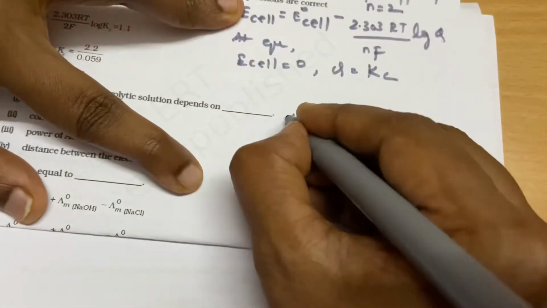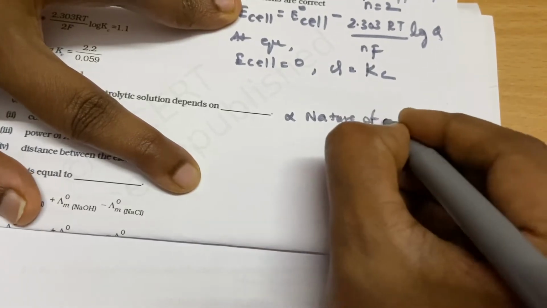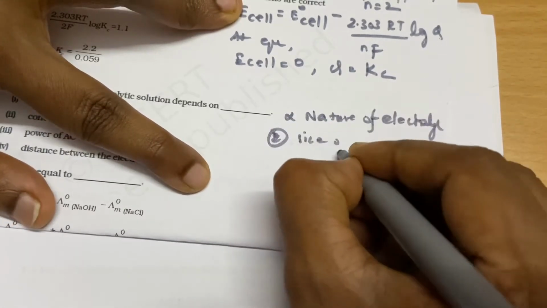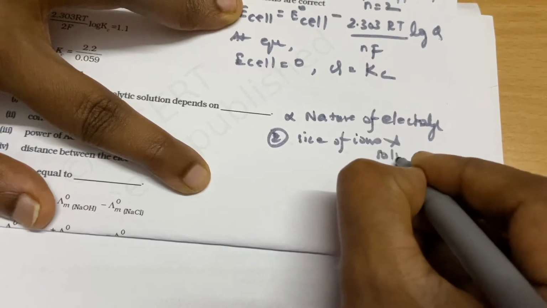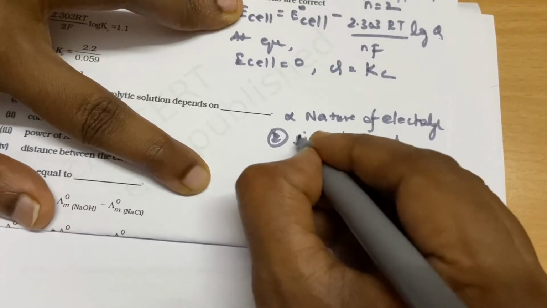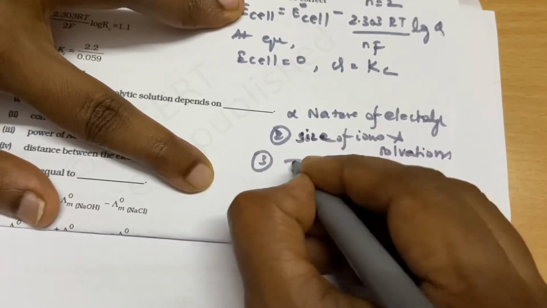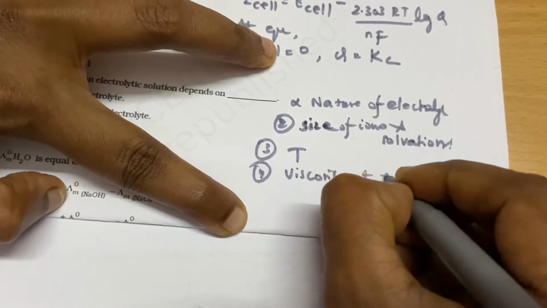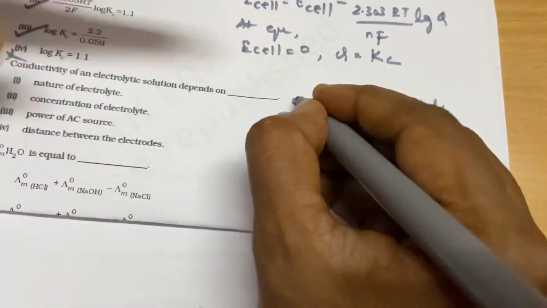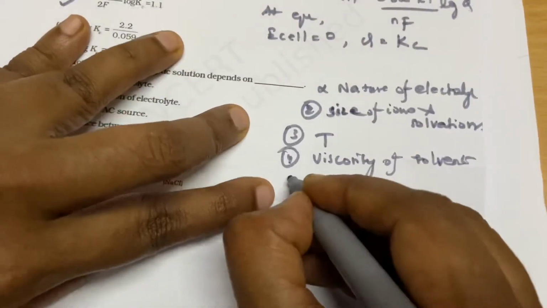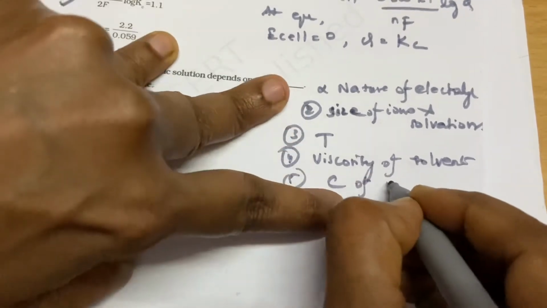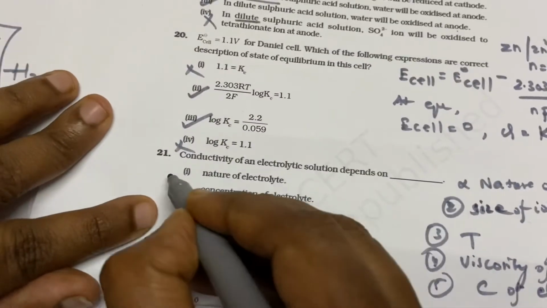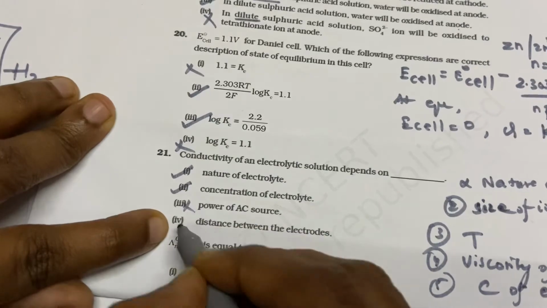The conductivity of an electrolytic solution depends on the nature of electrolyte, the size of ions, and solvation, how much extent, because solvation will turn the smaller ion to a bigger ion. And temperature, and viscosity of solvent. And also the concentration of the electrolyte. If it is more concentrated, it will decrease the mobility. The nature of the electrolyte and the concentration of the electrolyte are correct, and the rest two are wrong answers.